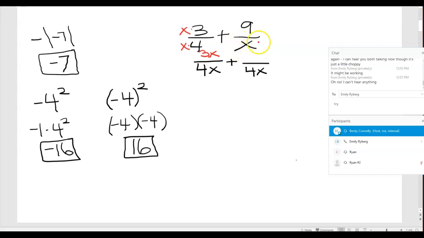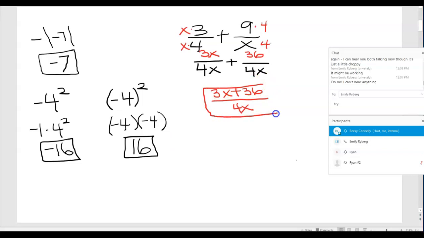Yeah, so to get the x to change to be 4x, our common denominator, what do we need to multiply that x by? Yeah. And so that means that on the top, we'll have the 3x plus 36, and we can't combine those together because they're not like terms. So we just have to leave it like that, and then just with the 4x on the bottom. And so that's your answer.